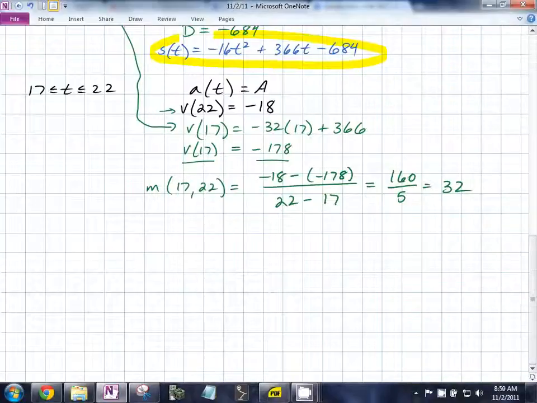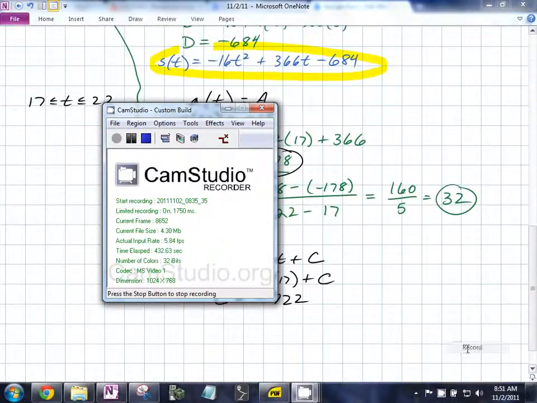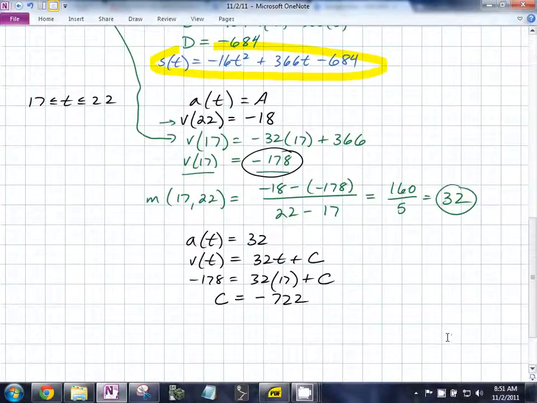It's negative 178 minus 32 times 17. Negative 178 minus 32 times 17 is 544. What's C equal to? I had it wrong. Negative 178 minus 32 times 17. Negative 622? Yeah, okay. I was wrong. It's negative 722. Figure out what's wrong. It should be negative 722.